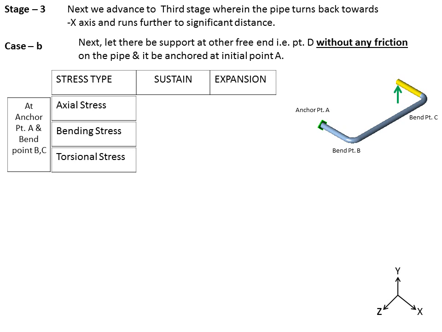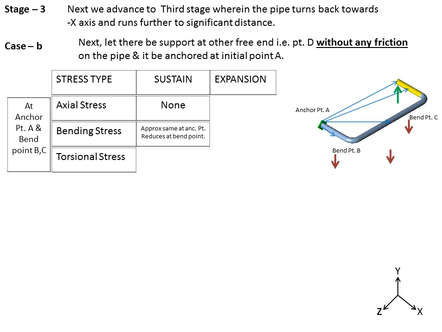Now again, there will not be any sustained axial stresses for this configuration. The bending stress is approximately the same at the anchor point, but it reduces at the bend point. So the bending stresses are reduced because we have added a support at the free end of the pipe. Torsional stresses are again reduced.